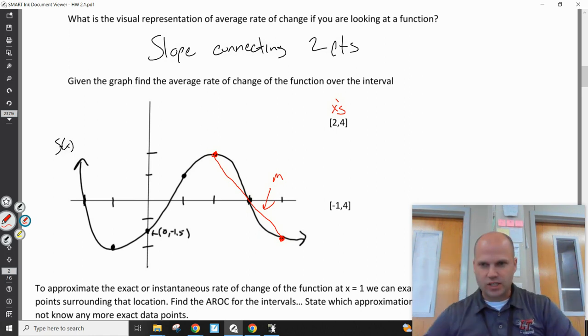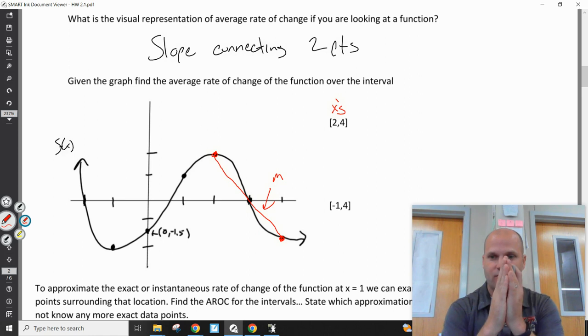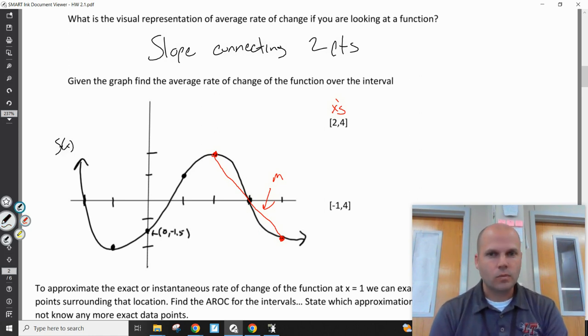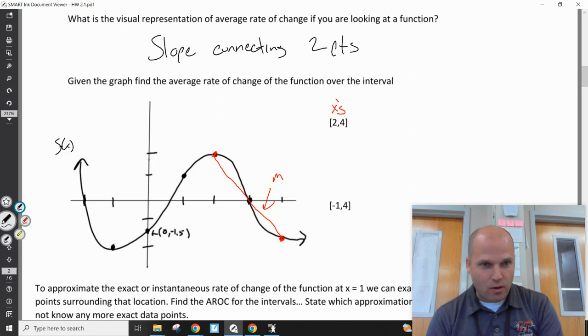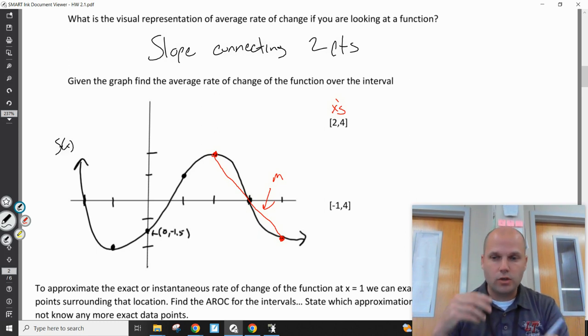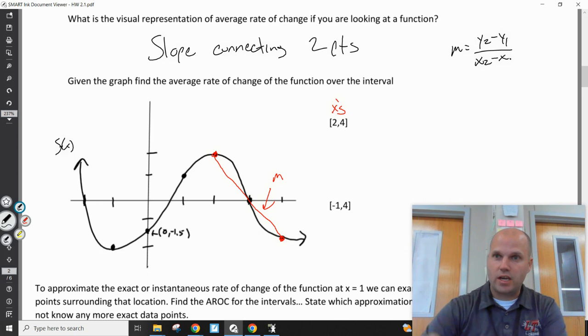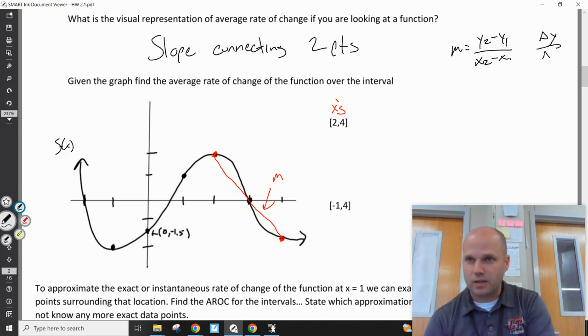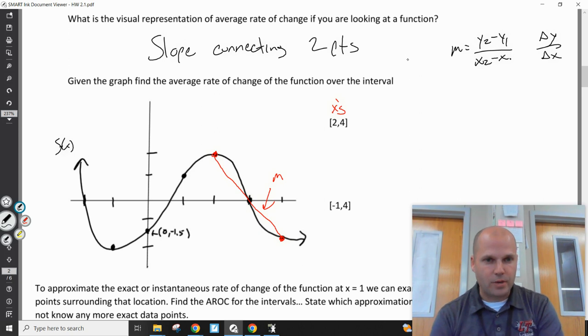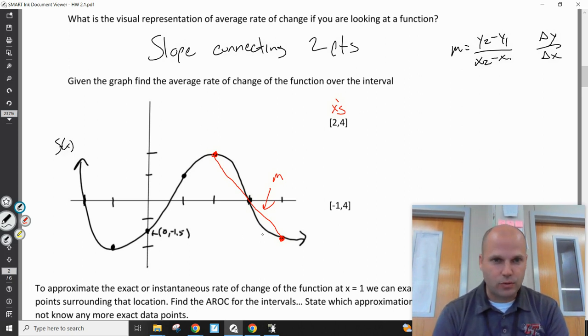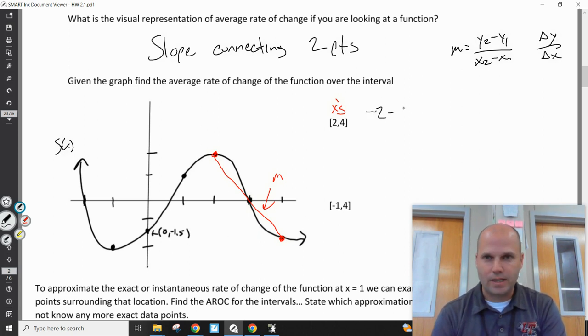My function is not consistently going down. It's curving more. So that's why we have to say on average if we have this long interval. So I got down 4 over 2. You could do rise over run. You could use the slope formula, net change of y's over net change in x's. That's like your intro to slope. So I'm going to do both. I can say down 4 over 2, or -2 over 4 - 2.